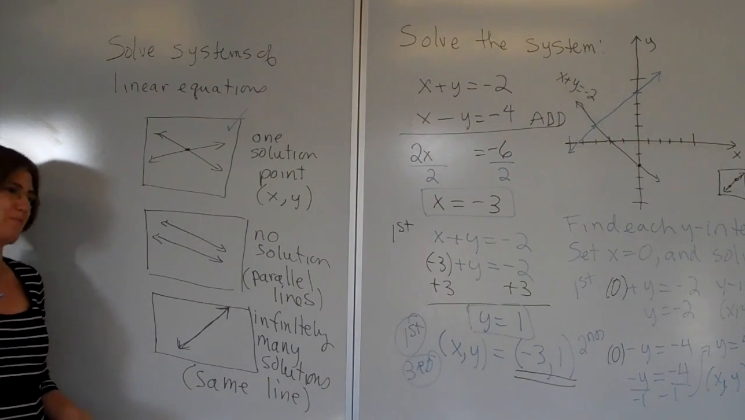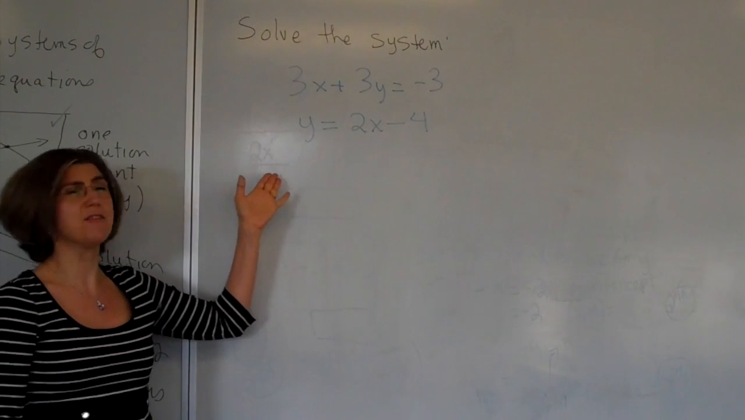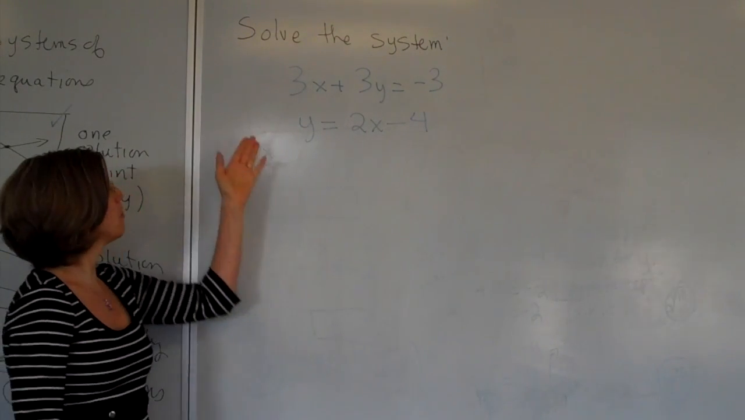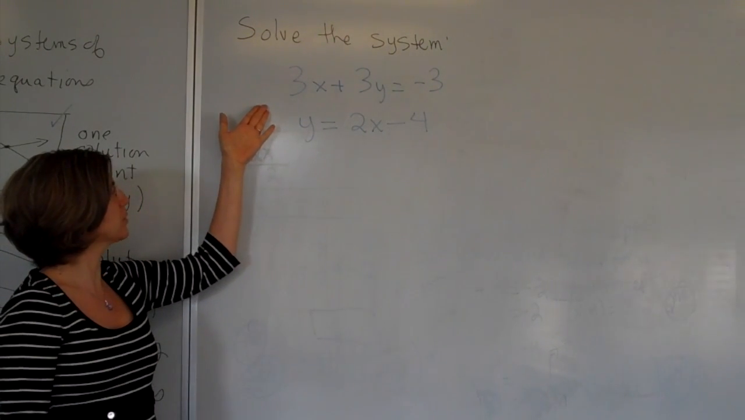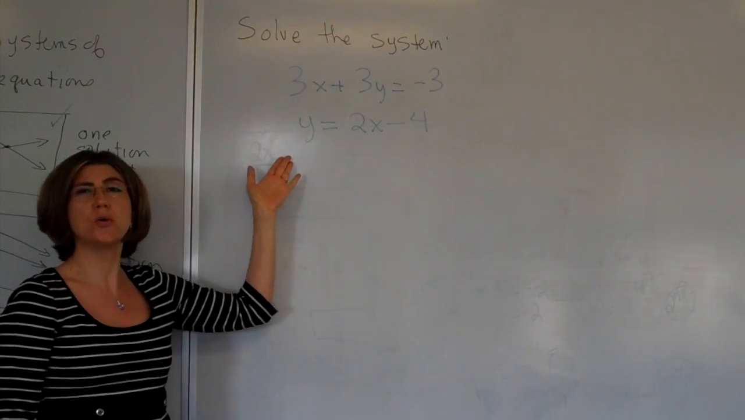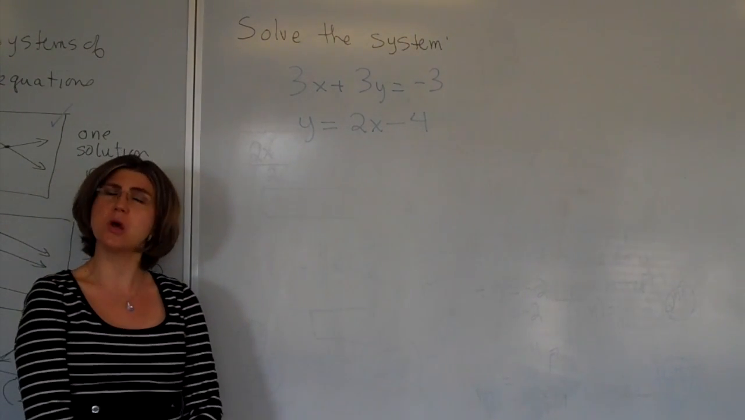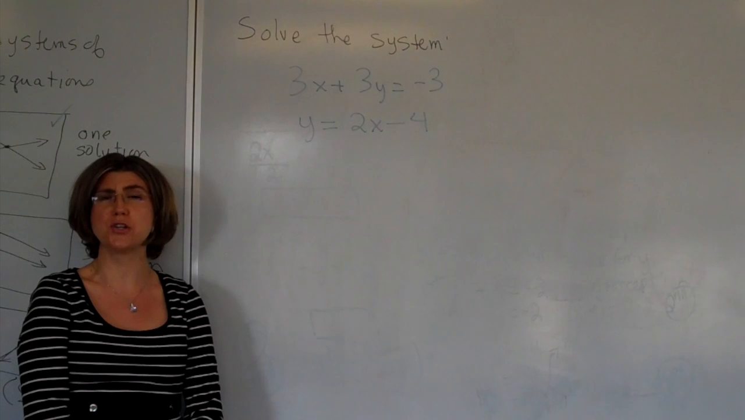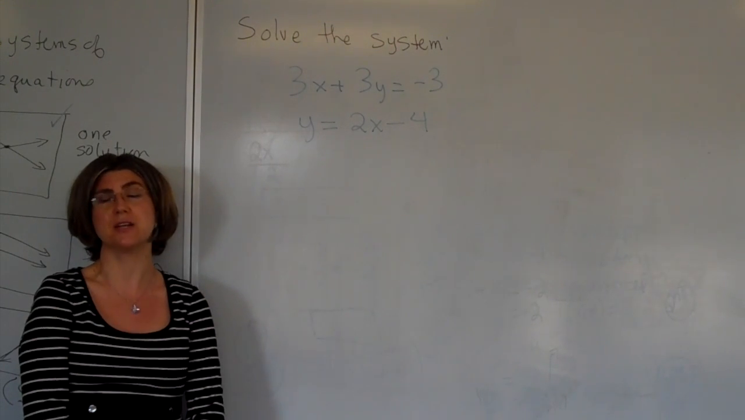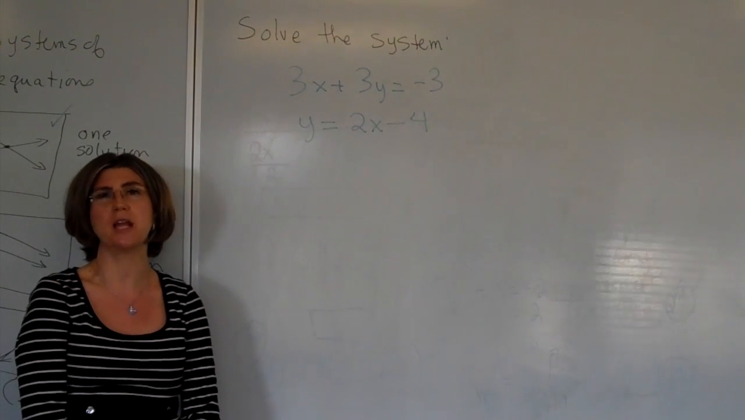Okay, class, so let's solve this system of linear equations. 3x plus 3y is negative 3, and y equals 2x minus 4. Even though some people might solve this one by substitution, I'm going to solve it by elimination and show you how this versatile method can be used.